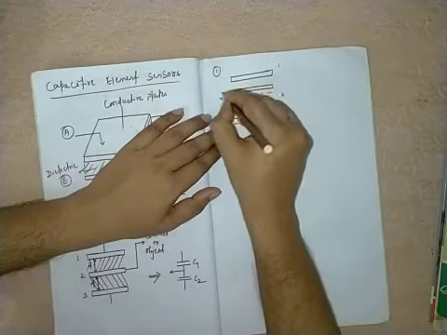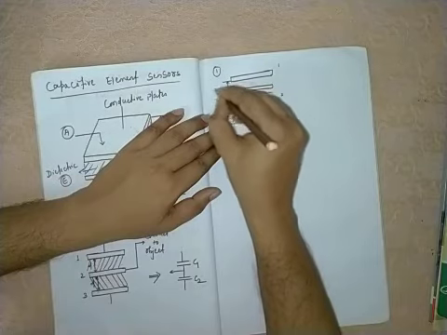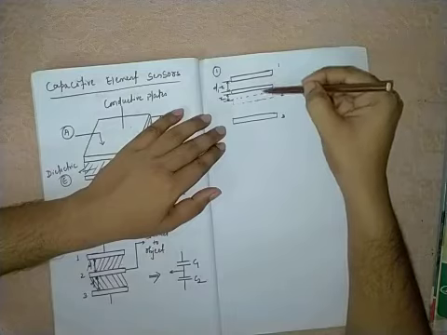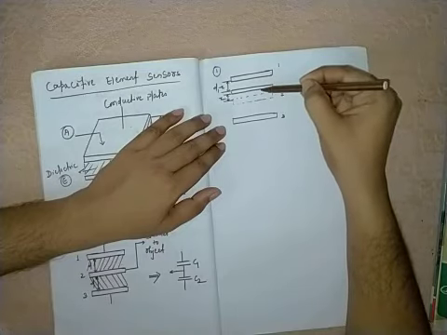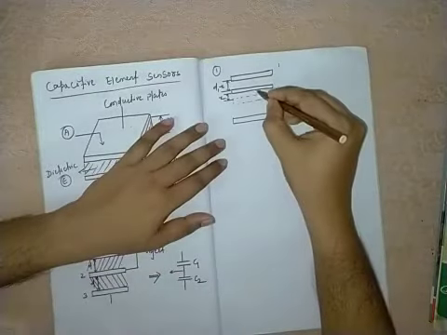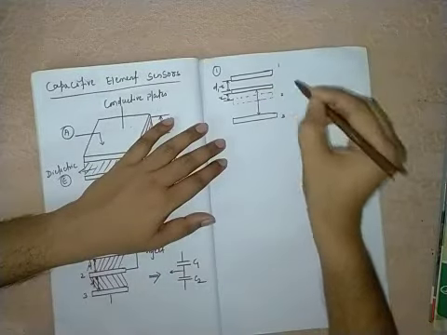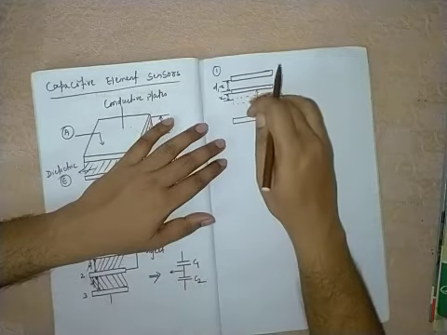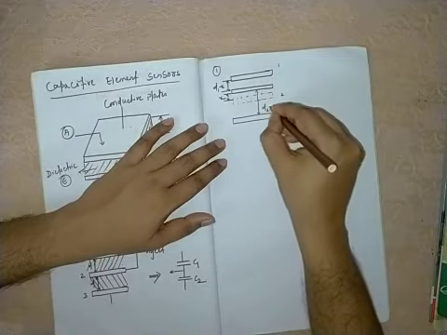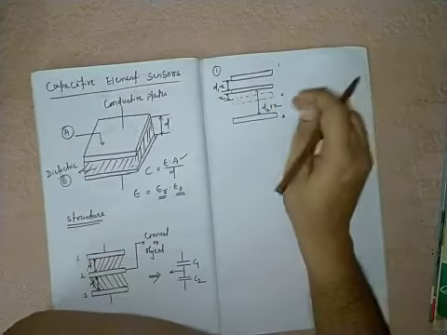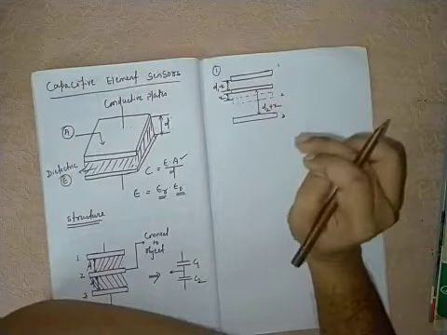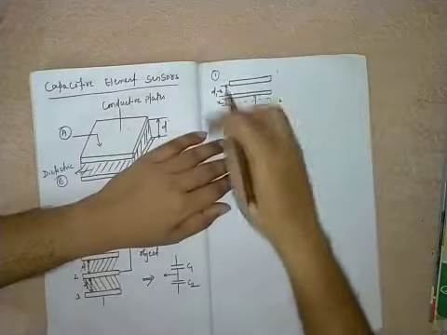So this distance will be d1 minus x. Why? Because the initial distance was d, it moves x distance upward, so the remaining distance will be d1 minus x. And the downward distance, the initial was d, it moves upward by x, so it will be d2 plus x. Okay, as much as it goes up, the distance decreases above and increases below by the same amount. Okay, it is one of the methods.